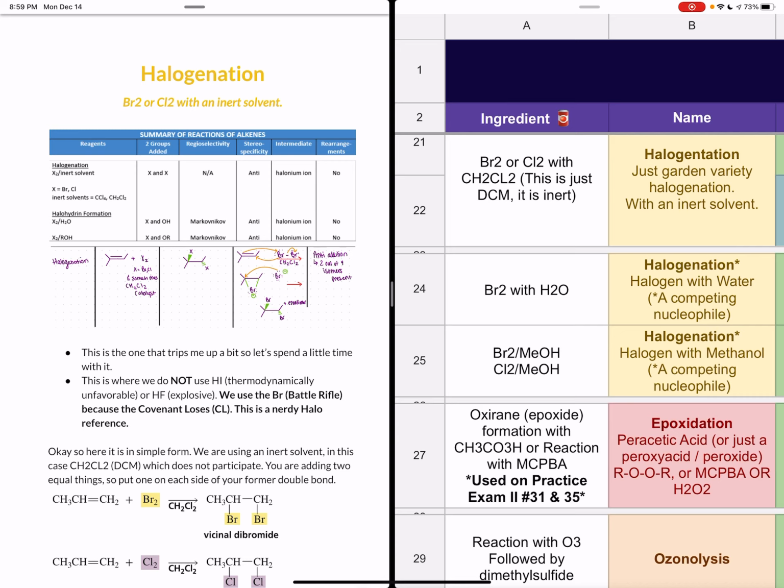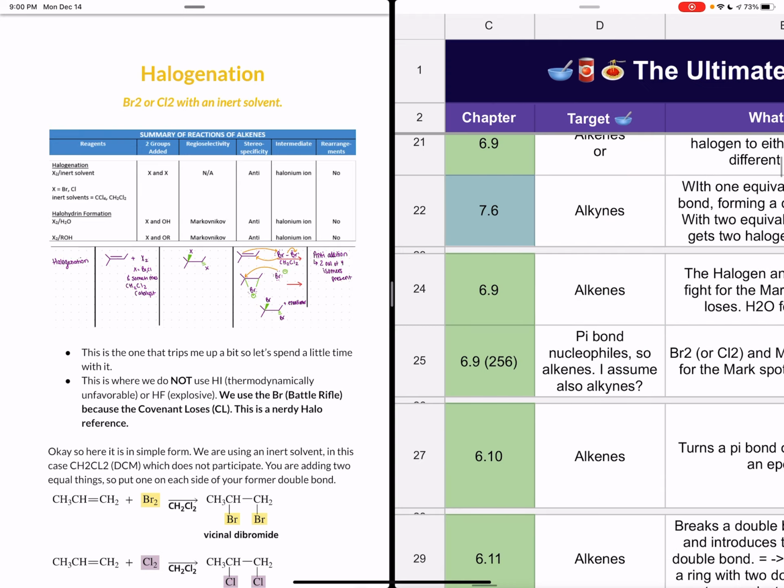Because you're not adding the same thing anymore, Markovnikov doesn't matter. You have to think: if I have a secondary carbon and a tertiary carbon, one of them is more stable, so what's going to get the more stable spot? Well, bromine's going to lose. If it's competing with water, it's going to lose to that OH, and it's going to form an alcohol. And if it's with methanol, it is going to lose, and it's going to form an ether.